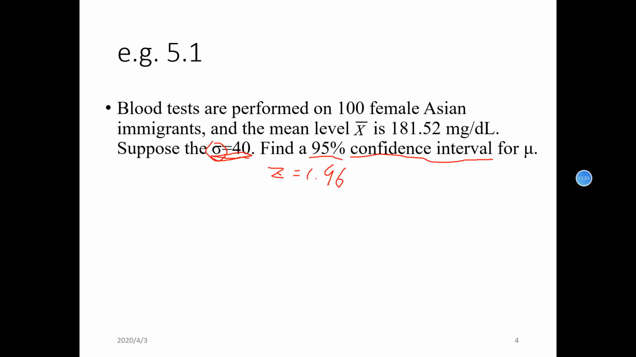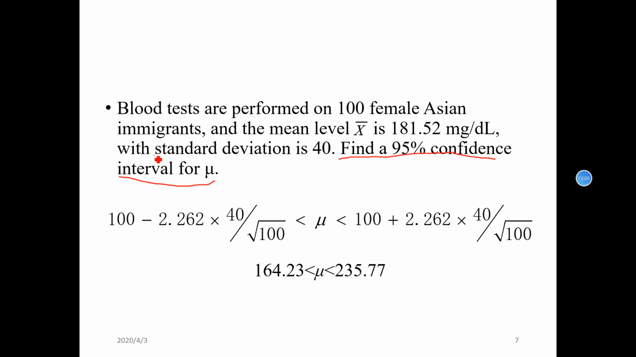Let's go back to the last question. Here the key point is: suppose sigma equals 40. That is sigma, right? Sigma is given. But in this question, the standard deviation is still 40. Is this standard deviation sigma or not? No, it's not sigma. This standard deviation is calculated from the 100 immigrants. So it is not a population but a sample. So this standard deviation should be the standard deviation of a sample. That means it is S, so S equals 40.